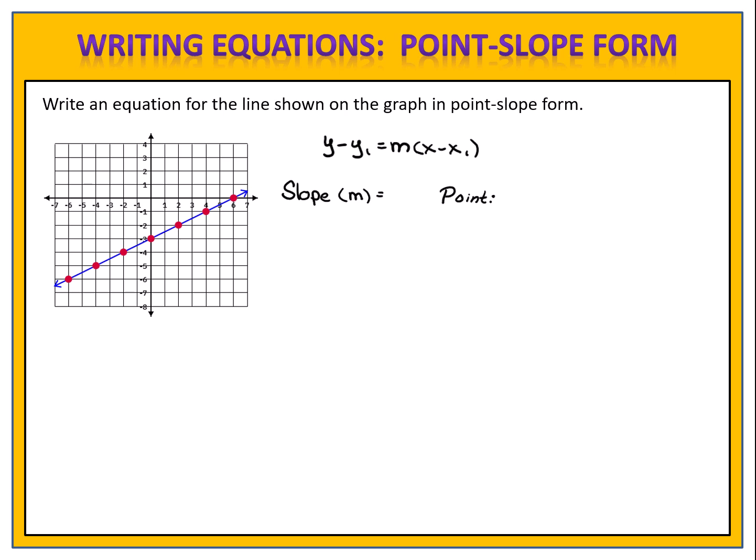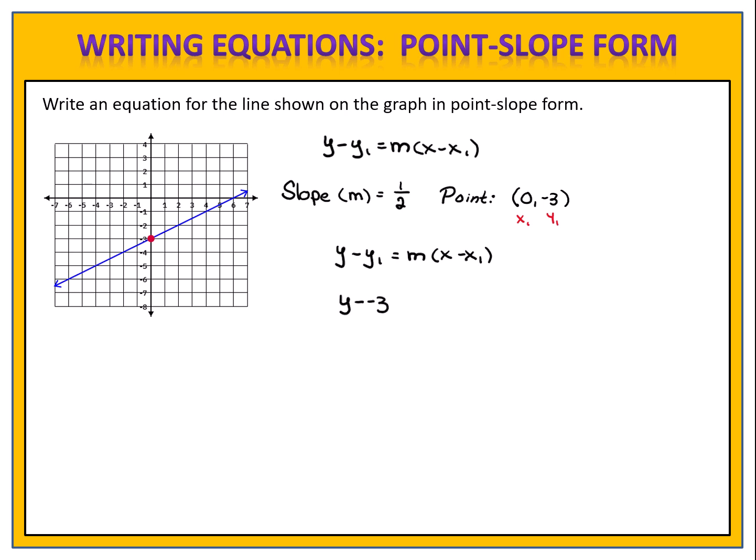We start by counting the movement from point to point to determine the slope. The slope of this line is 1 over 2, or 1/2. And then the point, well, we have a lot of choices. Let's suppose we choose the point (0, -3). If we use that point, then the 0 is our x1 and -3 is our y1. We substitute these numbers into the formula.